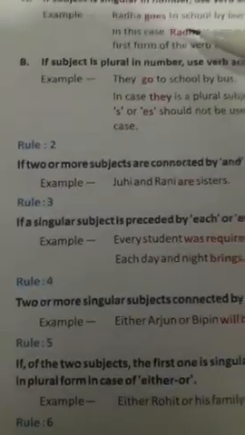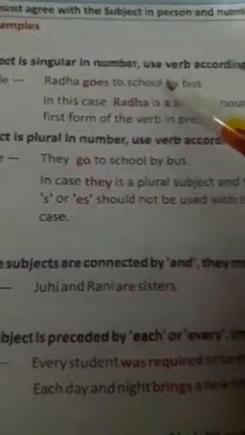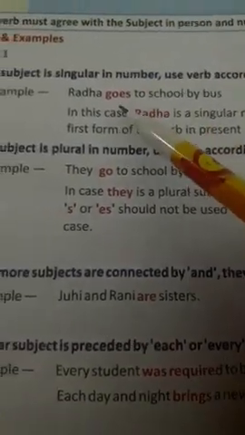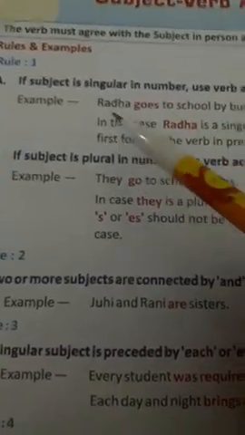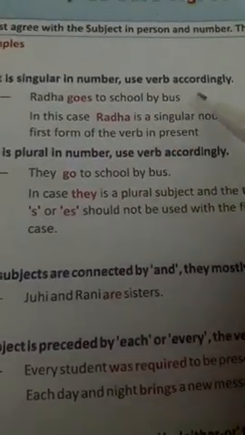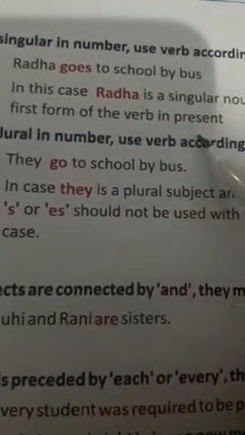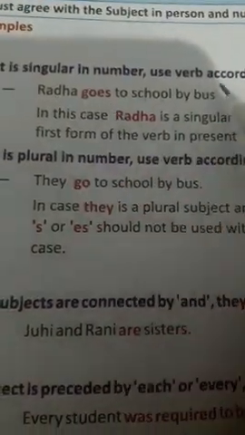So here you can see on page number 20, certain rules are written. One by one I'll explain these rules to you. See the first rule: if the subject is singular in number, use the verb accordingly. This you people know, if your subject is singular, then you have to use the verb accordingly. Accordingly means you add s or es to the first form of the verb. See here, Radha goes to school by bus.